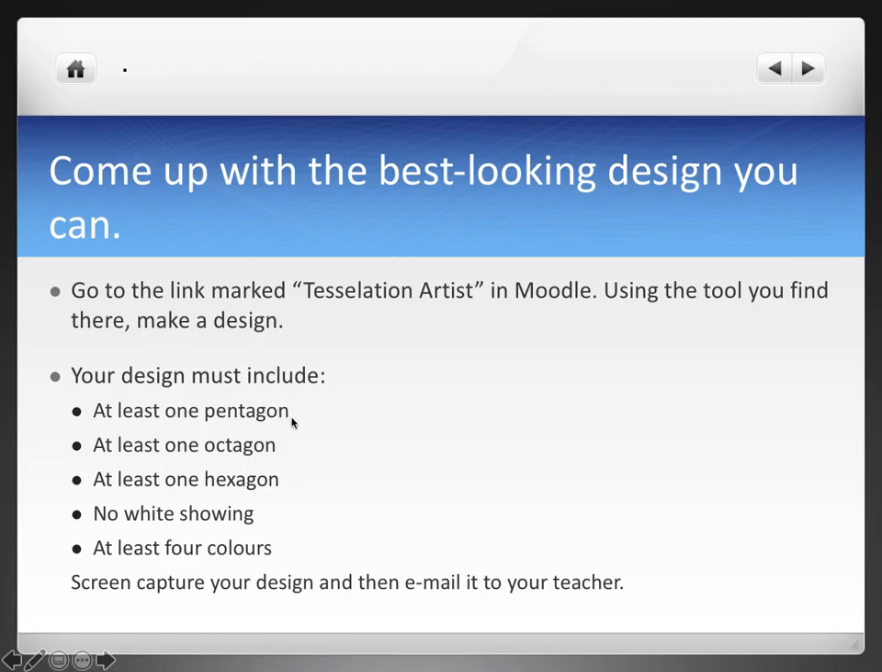But once you've come up with your design, and you've made sure that you've got at least one pentagon showing up in there, at least one octagon, and at least one hexagon, and that you've used colors so that there's no white showing except for there might be a little bit along some borders, and that you've used at least 4 different colors, screen capture your design, then email it to me, and then I'll get to see what you've come up with.